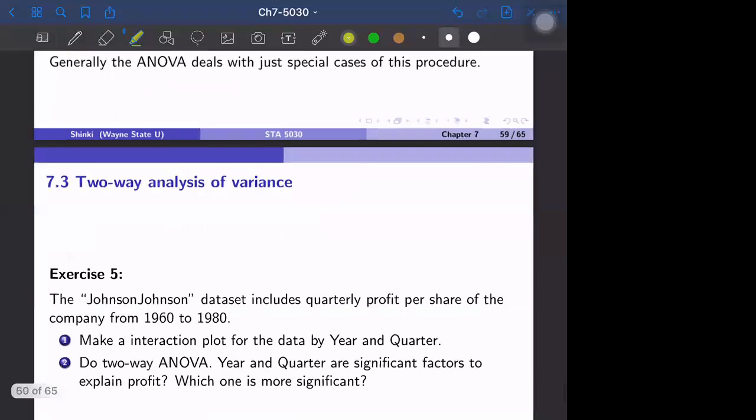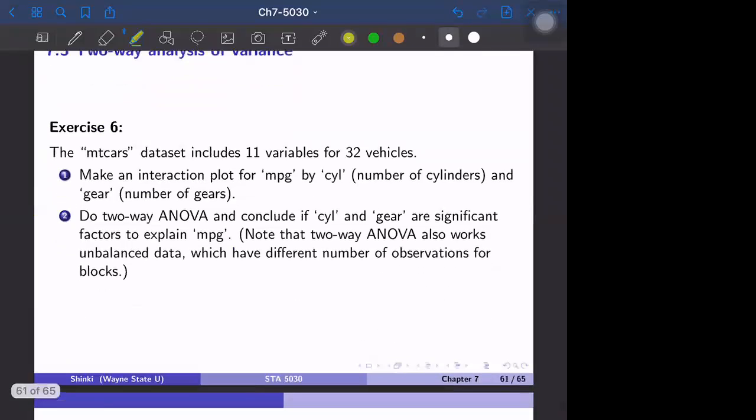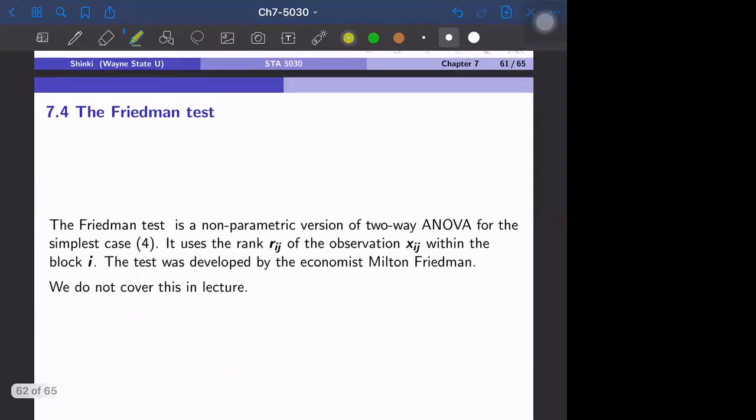So these are the theory for two-way ANOVA and the Friedman test. The two-way ANOVA assumes that epsilon ij or epsilon ijk is normal with mean 0 and variance sigma squared. So what if this assumption isn't correct? Then we have the so-called Friedman test, which is a kind of two-way layout version of the Kruskal-Wallis test. But this is not heavily used, so we don't discuss it in this course.